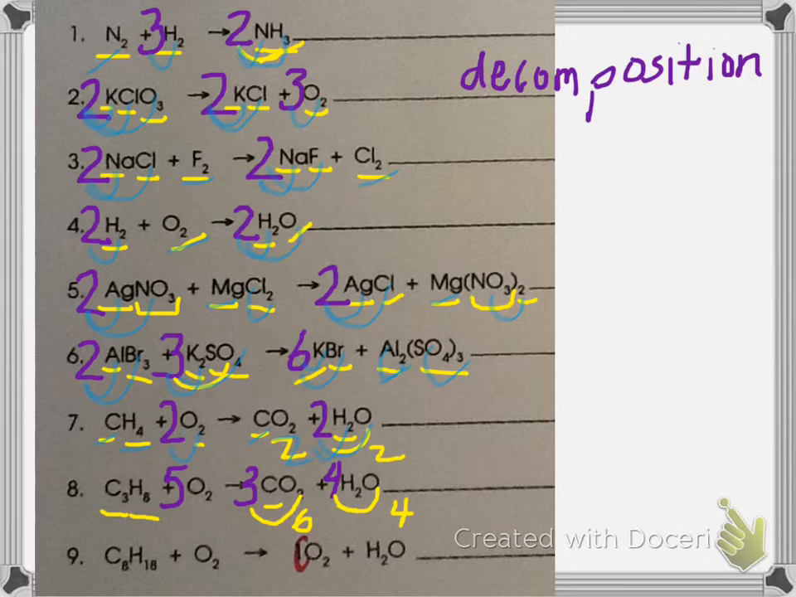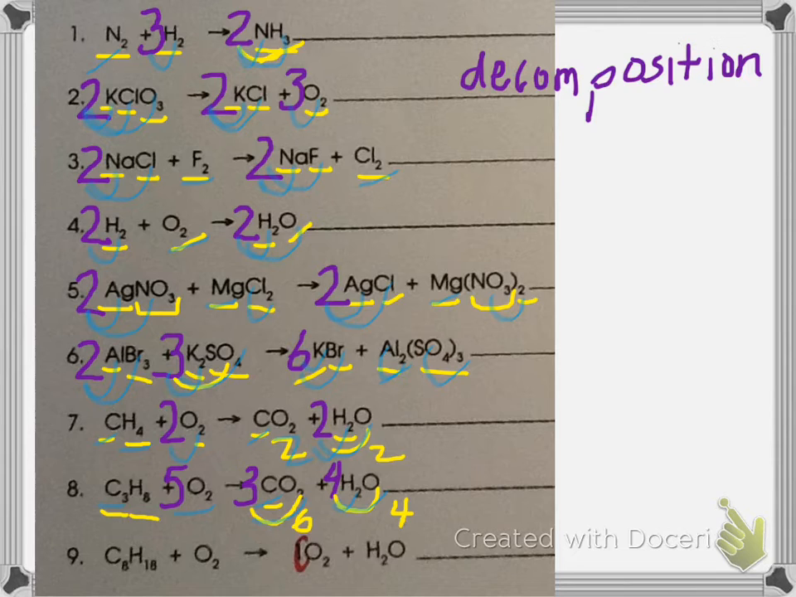1, 5, 3, 4 is the lowest whole number ratio, so I'm going to double check it. 3 carbon, 8 hydrogen, 4 times 2, 8 hydrogen. I have 10 oxygen here. I have 3 times 2, which is 6, plus 4 more, which makes 10, so this is properly balanced.